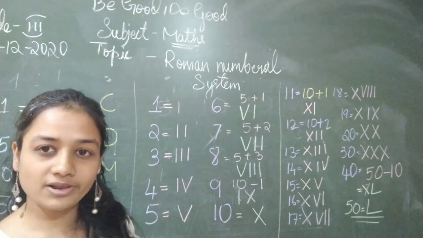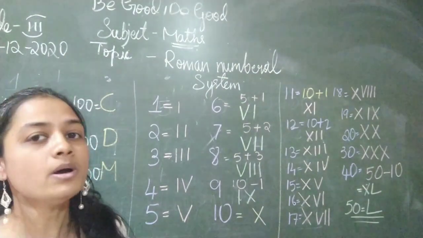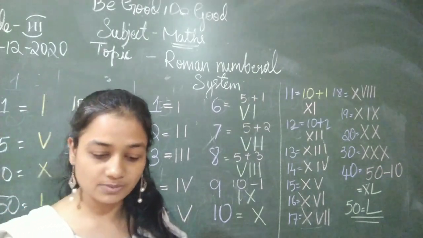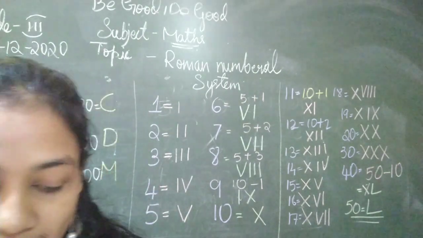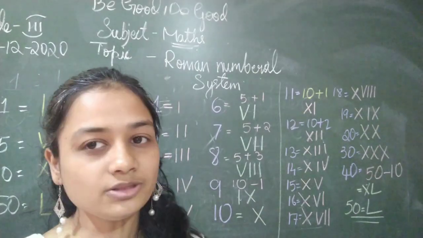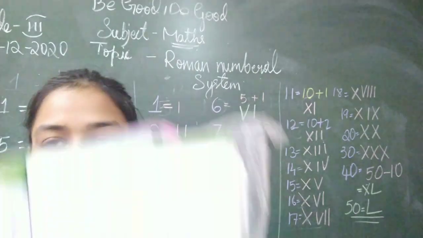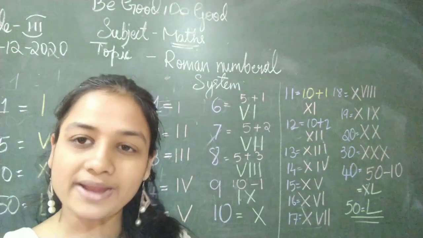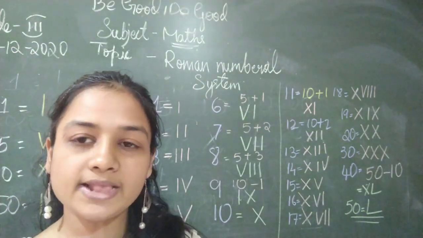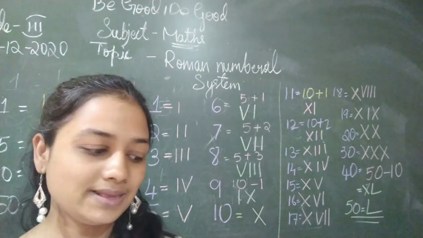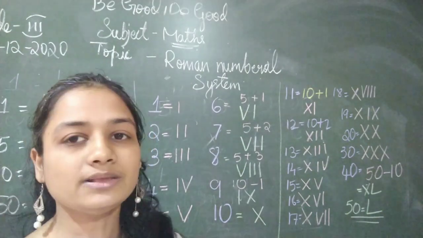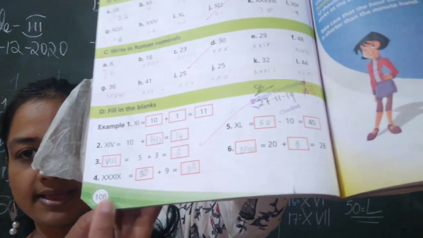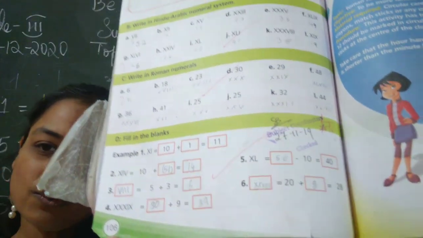So now you have learned Roman numbers from 1 to 50. Same thing, you have it in your textbook on page number 105. And I want everyone to practice this, otherwise you will get confused. Once you write and practice it, children, it will be easy for you. So I want everyone to write this and practice, okay? Now let us go for the exercise sums. Go to page number 106 and write the answers along with me, children.